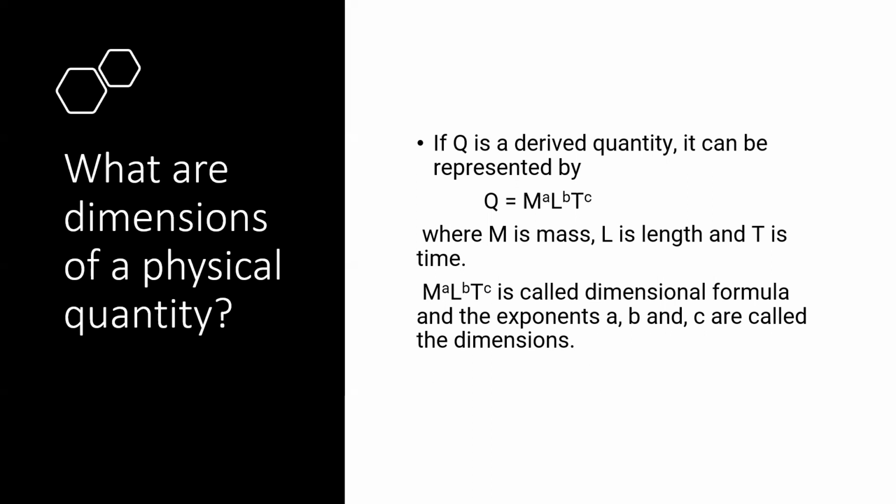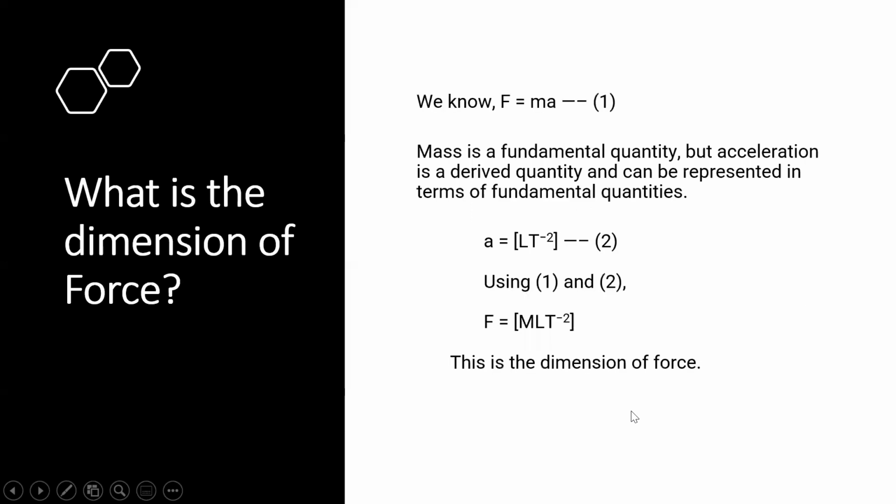So any derived quantity can be expressed in terms of mass, length, or time, and other physical quantities which are fundamental in nature. And their powers, how many times mass comes in that equation, and how many times length comes, how many times time comes, are their exponents or powers A, B, and C. They are called the dimensions of the physical quantity Q. So let's see how to find the dimension of a physical quantity.